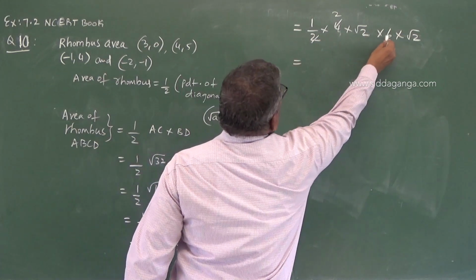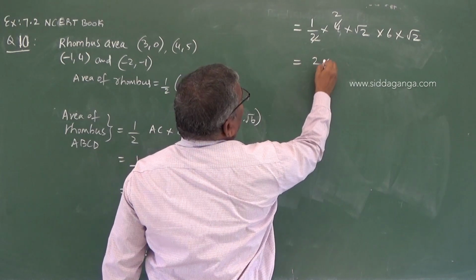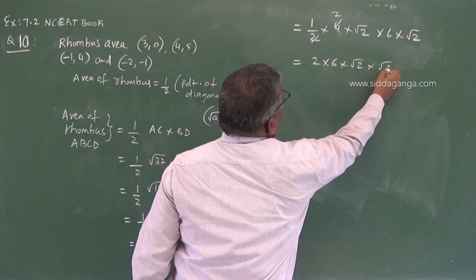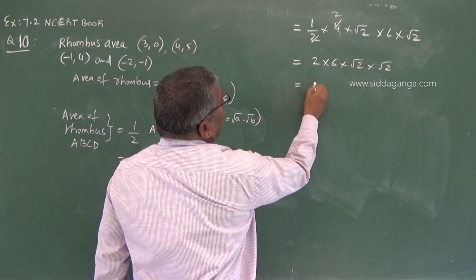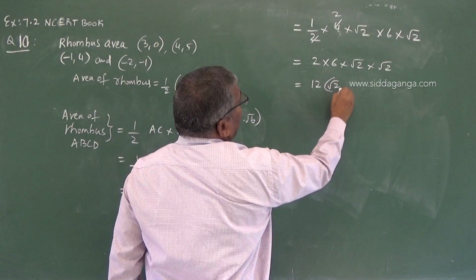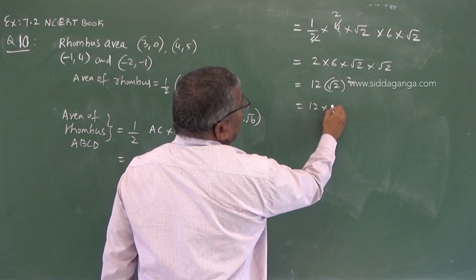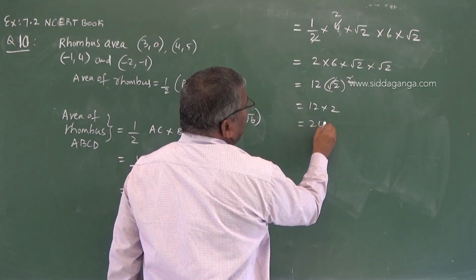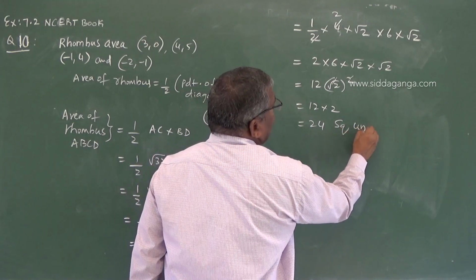Now 6 into 2, or I will write 2 into 6 into root 2 into root 2. Root 2 into root 2 is root 2 whole square. 2 into 6 is 12. This is root 2 whole square, which is 2 only. Square and square root get cancelled. 12 into 2 is 24. This is area, therefore I will write square units.